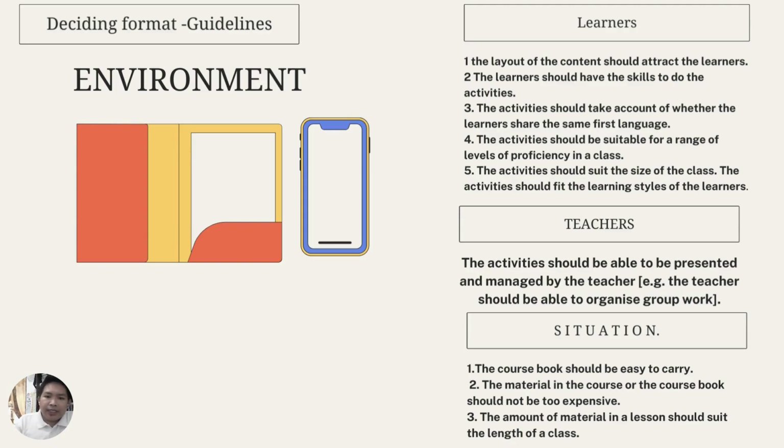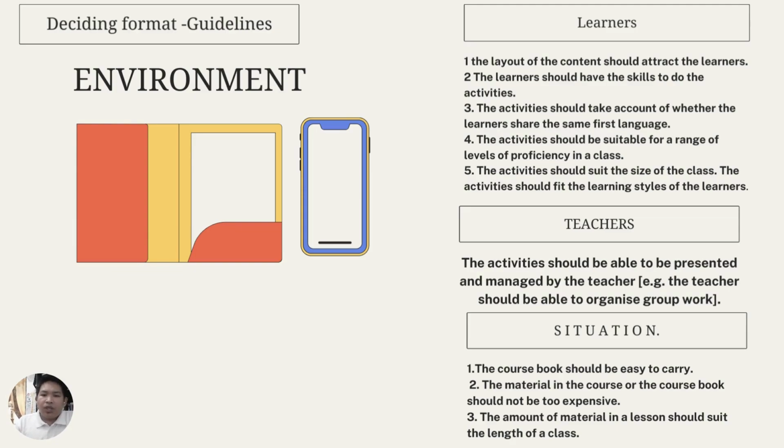The second, the learners should have the skills to do the activities. And the third, the activity should take account of whether the learners share the same first language. And the fourth, the activity should be suitable for the level of proficiency in class. And the fifth, the activities should suit the size of the class, and the activity should fit the learning style of the learner. So we have to be aware of the student learning style.